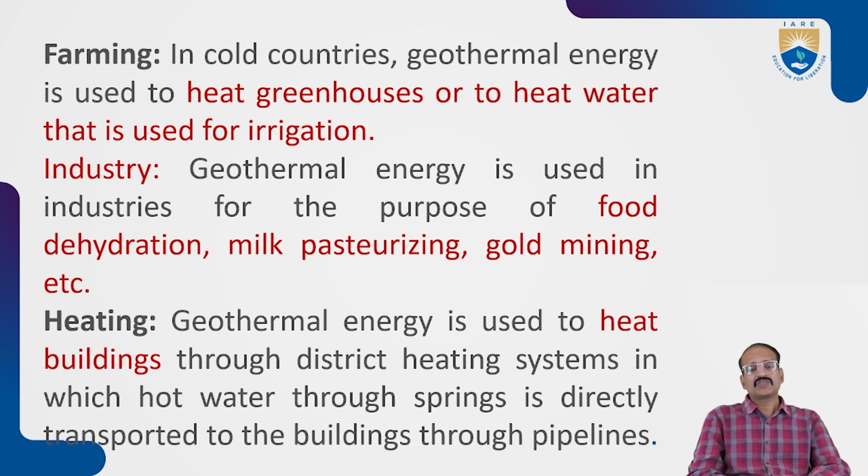Heating. Geothermal energy is used to heat buildings through district heating systems, in which hot water from springs is directly transported to the buildings through pipes. The hot springs have been there for lakhs of years actually. We are just discovering them, and we are using them for our application purposes. So the hot water from the springs is directly supplied to the buildings through separate pipelines.